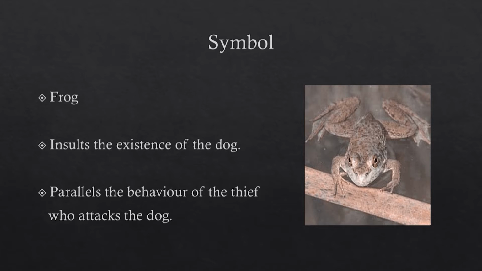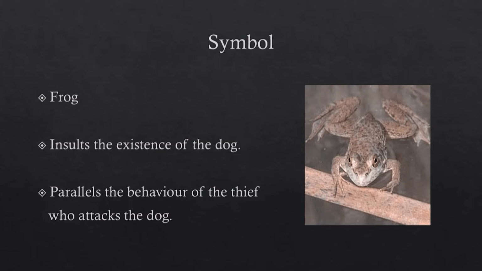A very first example that occurs to me is the frog. We can see the frog itself as a key symbol in the story. And what does the frog do? If you remember the story, the frog, frightened by the movements of the dog that's left alone on the rooftop, jumps into the flood waters, but before that it urinates on the face of the dog. So it's a kind of insult that it offers to the existence of the dog, and it parallels the behavior of the thief who attacked the dog.